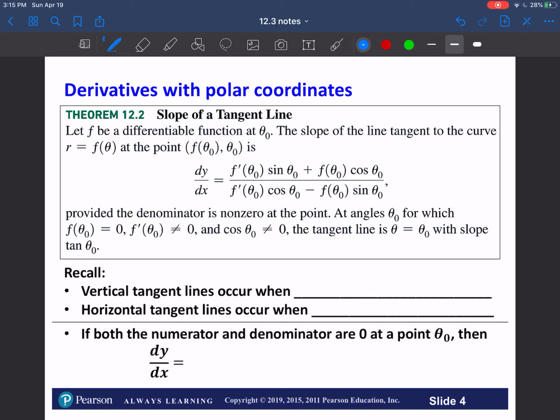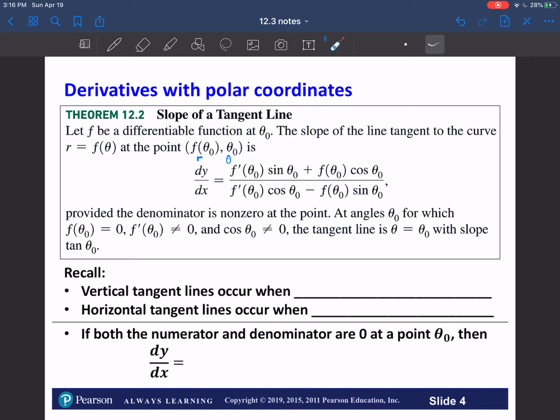One thing to note here, and it looks a little bit weird, we have f of theta naught and theta naught in this sort of ordered pair. Normally, you're probably used to seeing x, comma, f of x as the ordered pair. But in this case, since r is generally the first coordinate whenever we talk about polar coordinates, and theta is the second one, that's why we have f of theta naught, comma, theta naught. And this derivative works provided that the denominator is non-zero at the point.